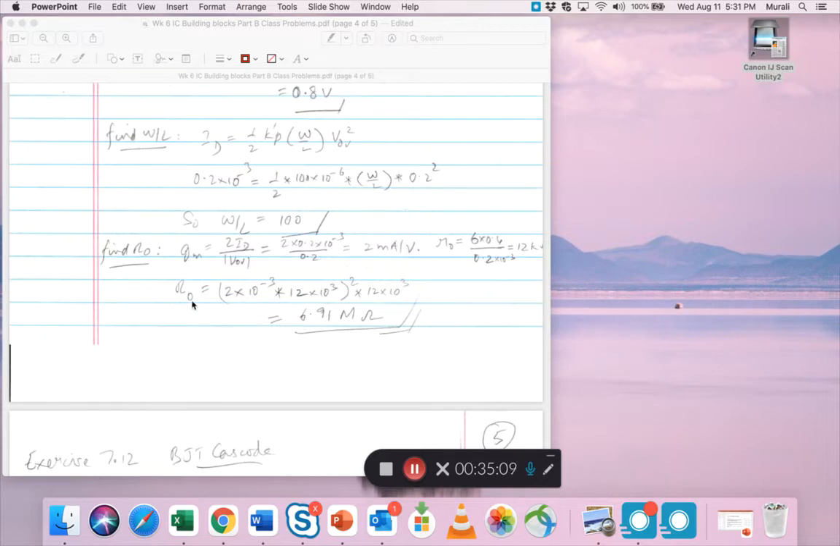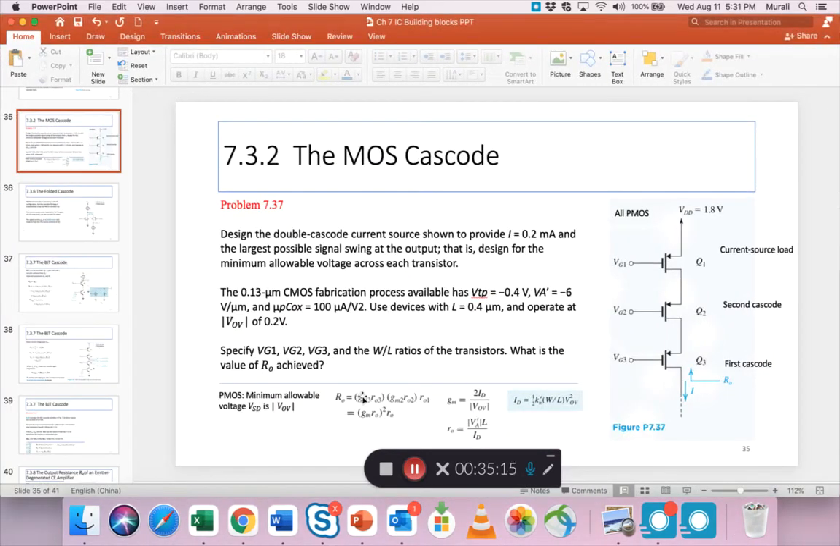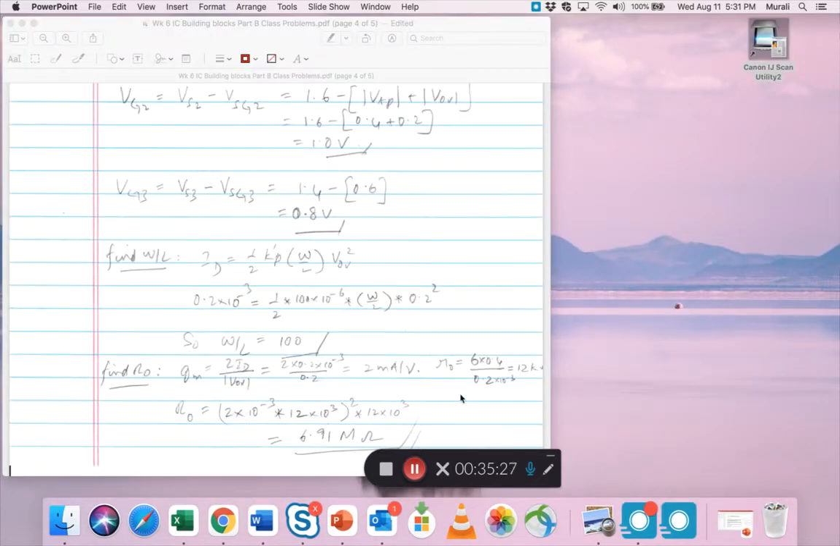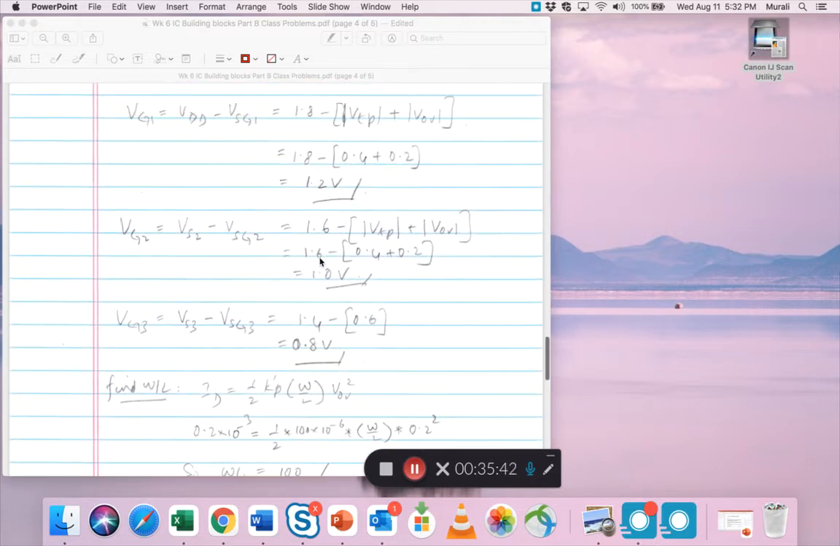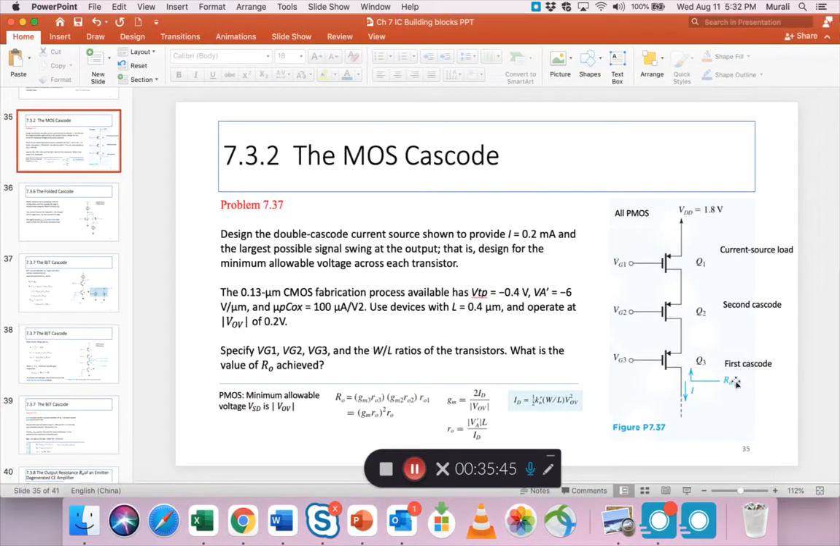Lastly, we need to find RO, which we know has its own formula: GM RO squared times RO. GM is 2 milliamps, RO is 12 kilo ohms. So if you multiply the two, first square it, then one more time multiply by the RO, you get 6.91 mega ohms for the output resistance as seen into the upper portion. I think they call it ROP in some figures that we have seen before.